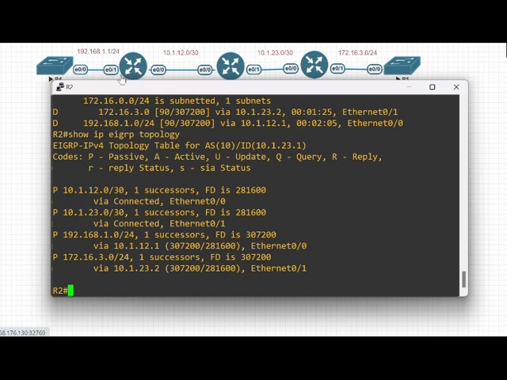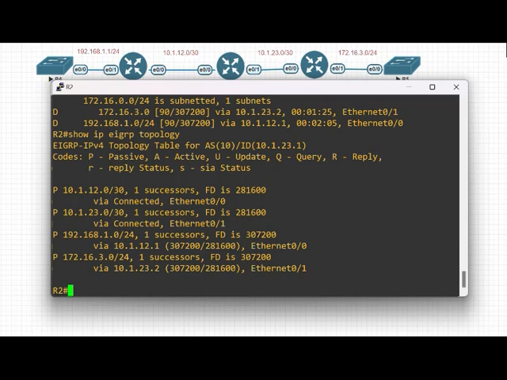And router 1 is saying, I have the way to reach 192.168.1.0, and the distance from me is 281,600. Okay, which is the distance for Ethernet interface. And then you add the distance from router 1 to router 2, which has its own metric. So you add those two together, you will get 307,200, which is the feasible distance of 192.168.1.0 from router 2. And the best path is via router 1.